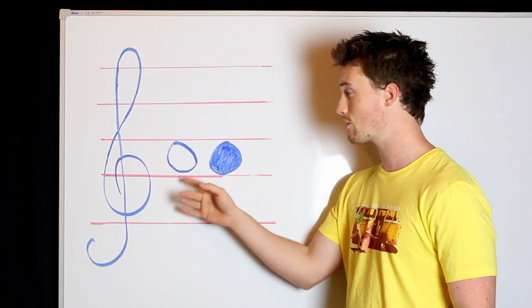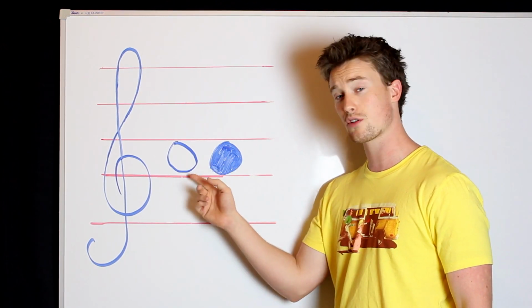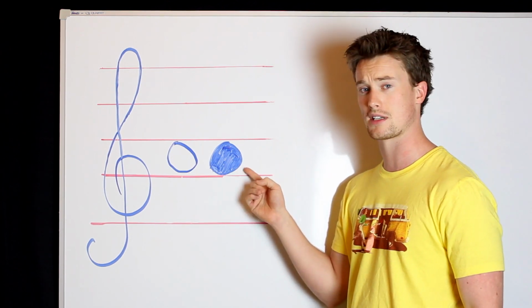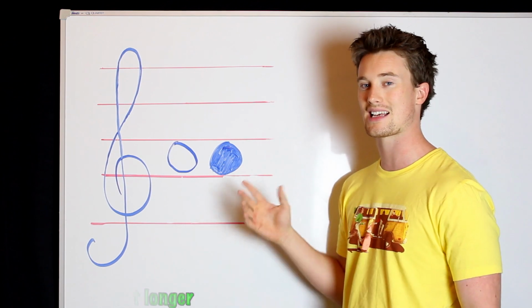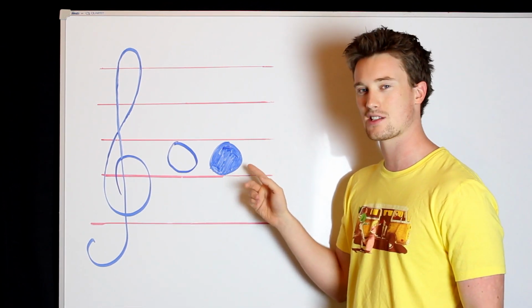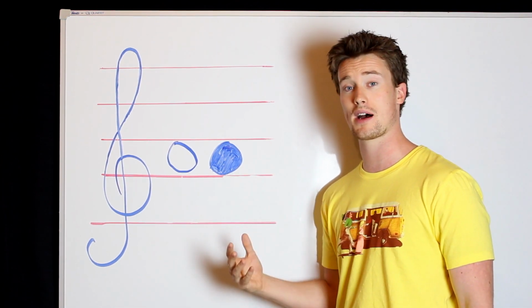Now you can have two different types of note heads. You can have non-filled in, or you can have filled in. When you've got a note head like this that is not filled in, it just means that it's going to last longer than a note that is filled in, okay? Now we'll look at the next part, stems.